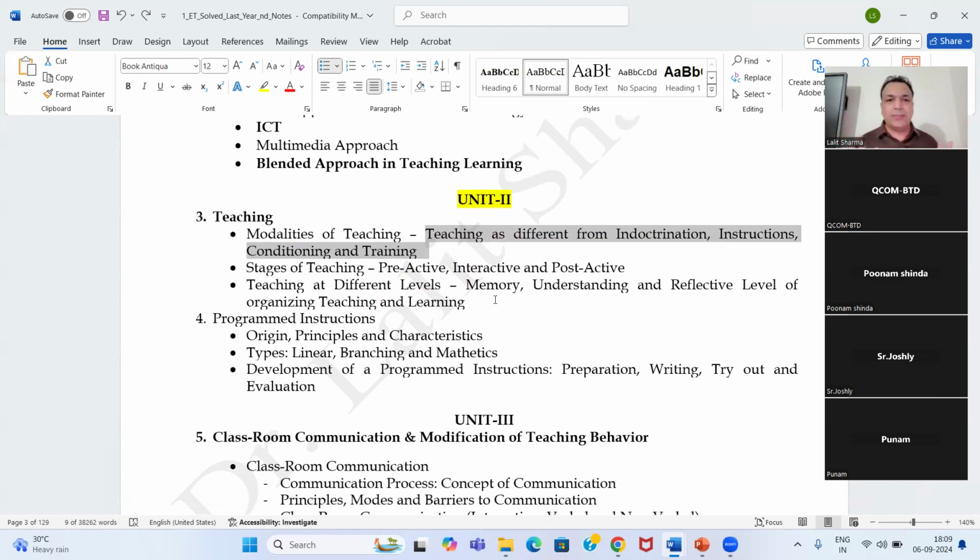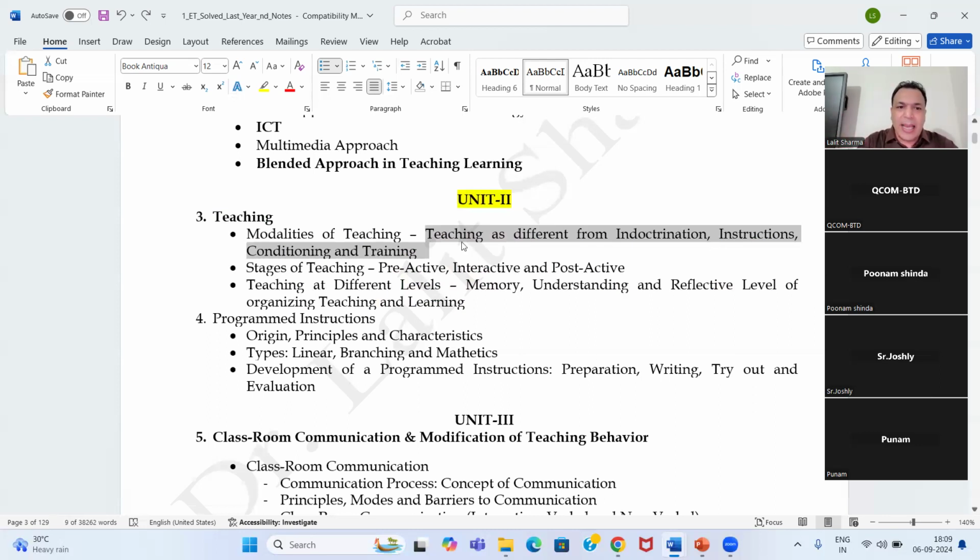It is very easy, right? And a full-fledged question has come. You can see the last year paper. Even a very easy question has come. How is teaching different from training, right? Sometimes, how is teaching different from indoctrination, instruction, conditioning, and training. Basically, all these things are part of education, right? But it's not education by itself. Okay, the purpose of teaching is different, purpose of training is different, purpose of indoctrination is different, instruction is different, right? So it's a very easy one.